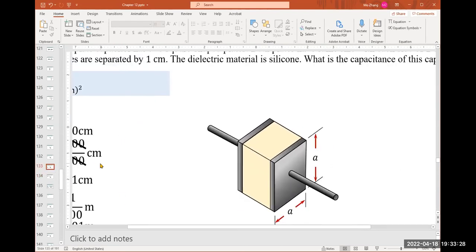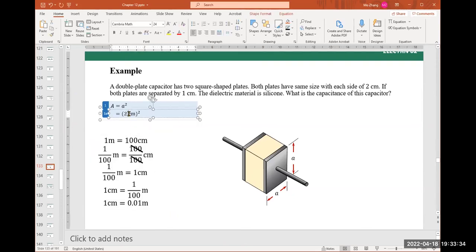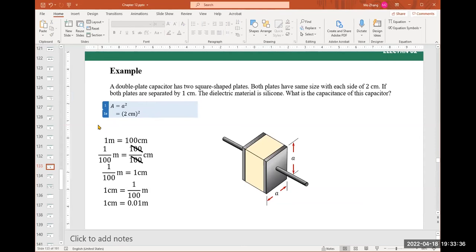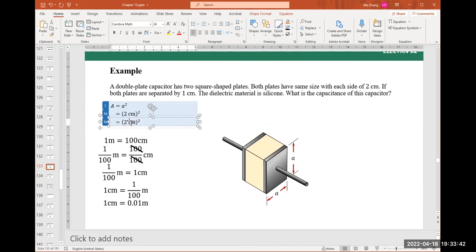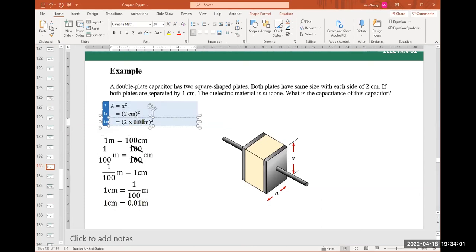So let's copy this. This one, 2 centimeter squared, can be replaced by 0.01 meter. From the previous step, 1 centimeter is 0.01 meter. We replace that by this. So 2 centimeter is equivalent to 2 times 0.01 meter.